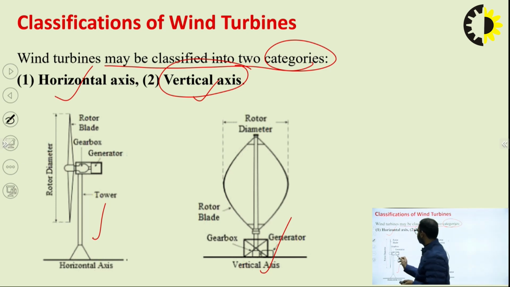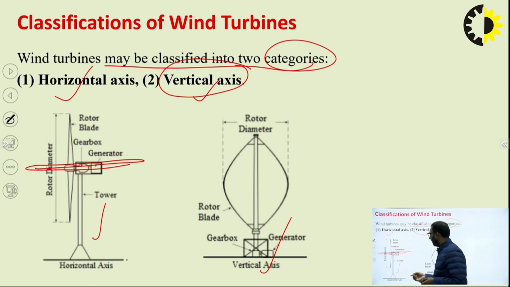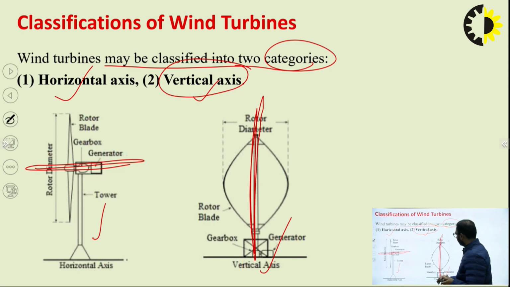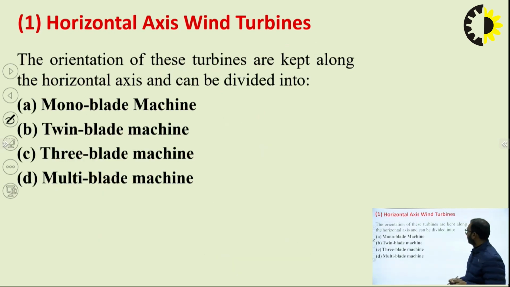Here the axis of rotation of the wind turbine is horizontal, so this is called horizontal axis wind turbine. And here the axis of rotation of the rotor is vertical, so this is vertical axis wind turbine. Now, I will discuss one by one what is horizontal axis wind turbine, their classification, and what is vertical axis wind turbine and their classification.